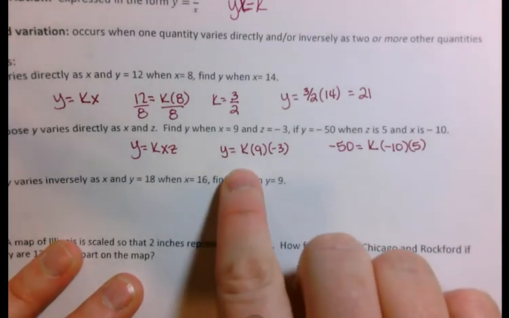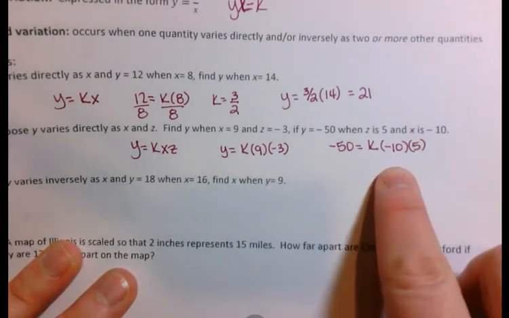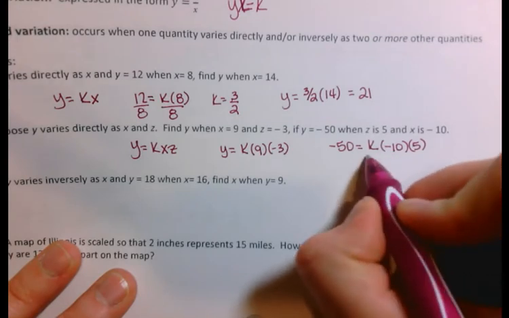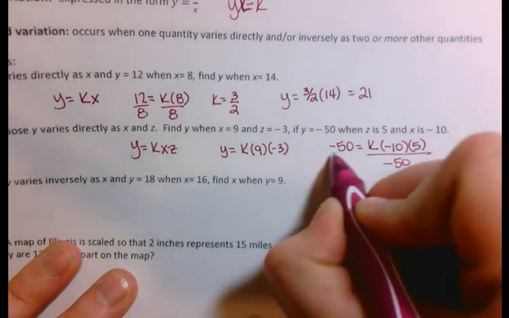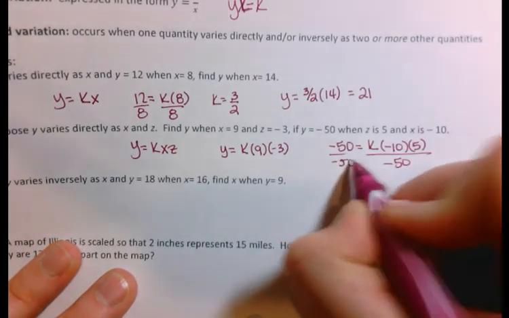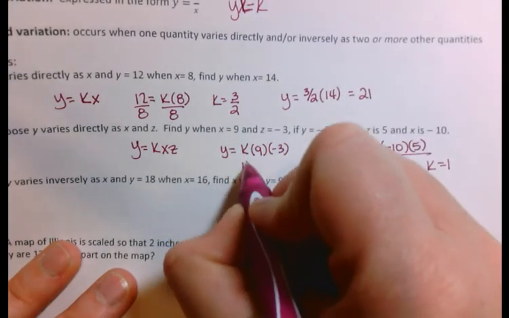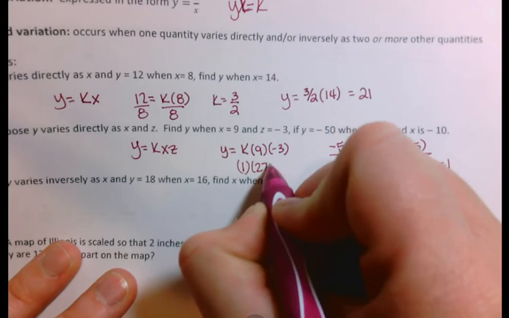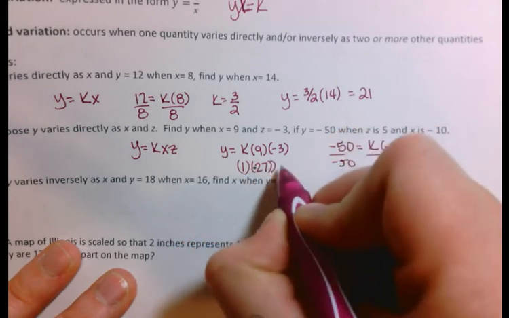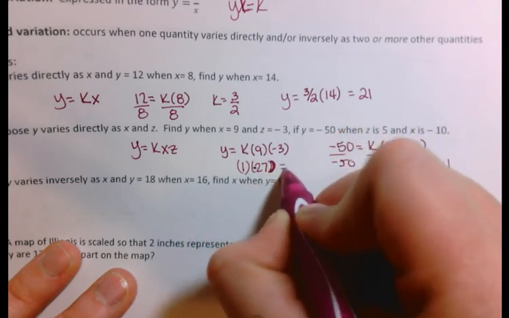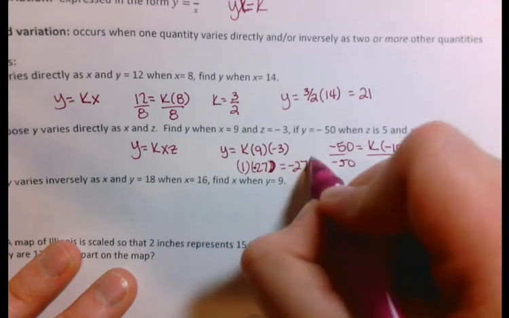So this one I have two unknowns, this one I have one unknown, so I'm going to solve this one. That's -50, so if I divide by -50 on both sides, k equals 1. So now if I plug this in, 1 times 27, -27, equals -27, so y equals -27.